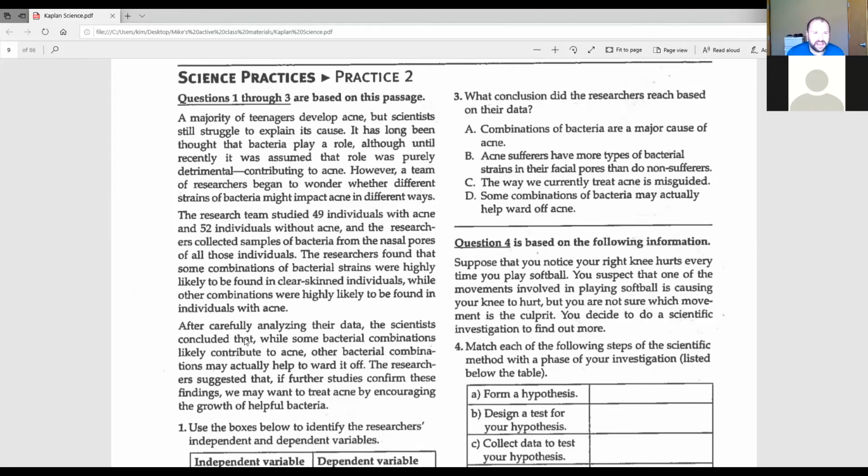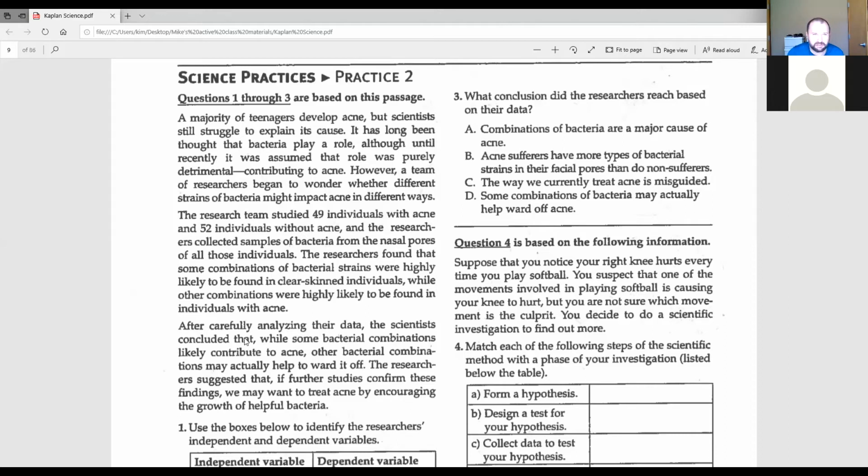So it says a majority of teenagers develop acne, but scientists still struggle to explain its cause. It has long been thought that bacteria play a role, although until recently it was assumed that role was purely detrimental. In other words, contributing to acne. However, a team of researchers began to wonder whether different strains of bacteria might impact acne in different ways.